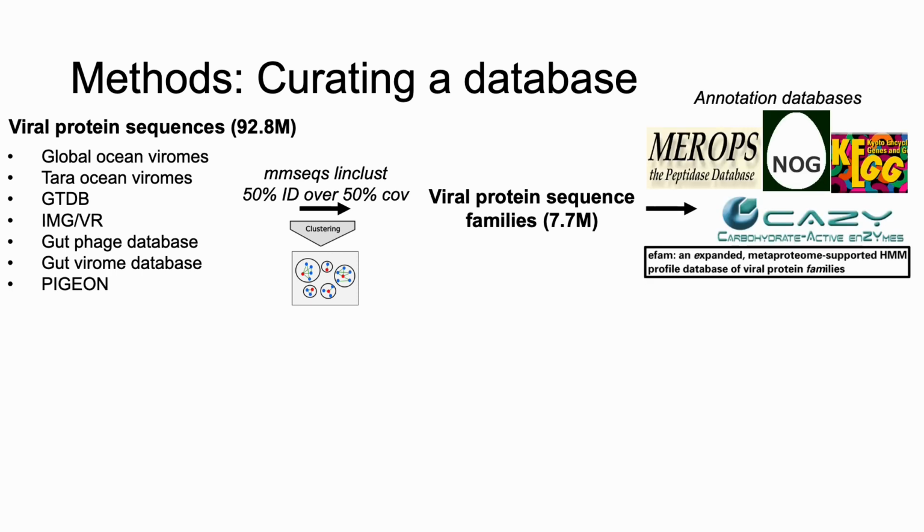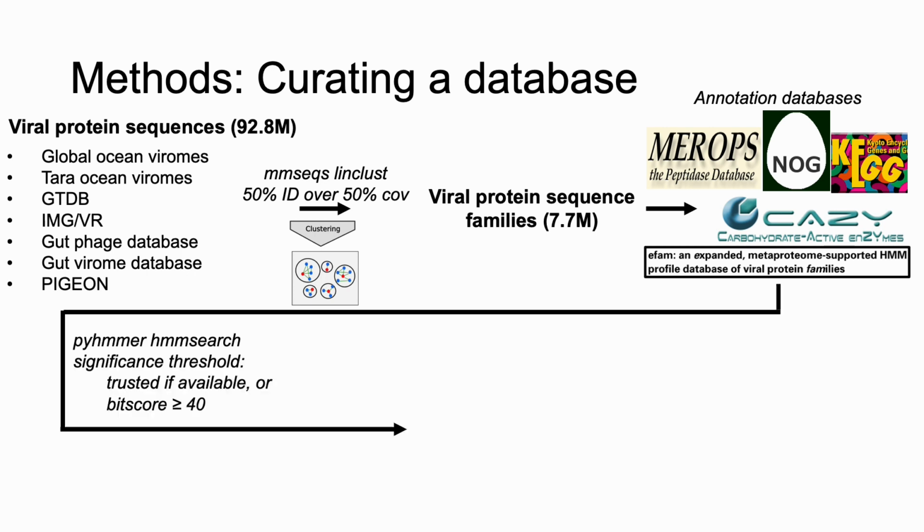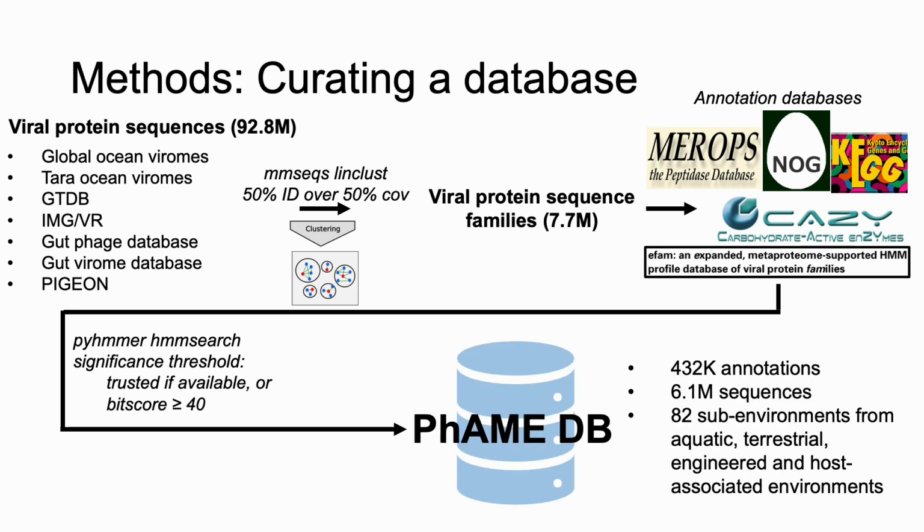I then used a clustering tool called MMseqs to cluster these 100 million sequences into about 8 million protein families. And then to decipher the function of each protein family, I annotated these families against 5 different annotation databases. These databases represent generic metabolic databases like KEGG and eggNOG, more specific metabolisms like MEROPS and CAZymes, also known as dbCAN2, and EFAM, which is an expanded view on viral protein families. Annotation was performed using a Python version of the HMMER tool called HMMSearch. And finally, this resulted in 400,000 annotations, representing 6 million sequences in total.